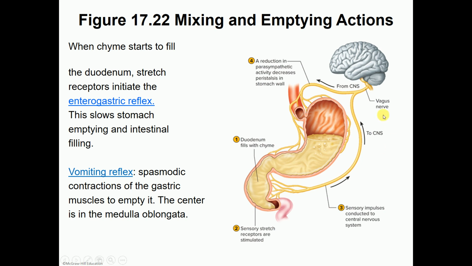Another reflex that can happen in the stomach is the vomiting reflex. And that obviously doesn't happen under normal circumstances, but these are spasmodic contractions of the gastric muscles in order to empty it. So instead of relaxing the pyloric sphincter, these muscle contractions will be in the opposite direction. The peristaltic waves would go upwards, relaxing the cardiac sphincter, leading to the emptying of the contents in the opposite direction towards the oral cavity. And the center of the vomiting reflex is in the brainstem, in the medulla to be exact.